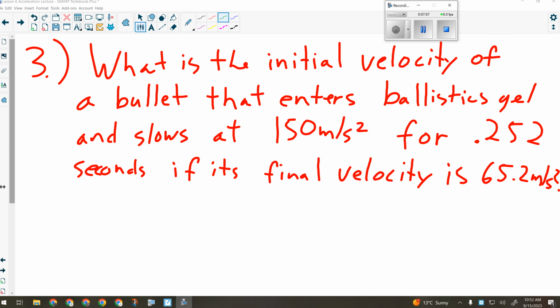Okay, so on this one, it outright tells us it wants the initial velocity, and that it enters ballistics gel. So if you've ever watched CSI or Mythbusters, they sometimes build the ballistics gel dummy. Ballistics gel is like Jello, except it has the same consistency as human flesh. So they can tell.